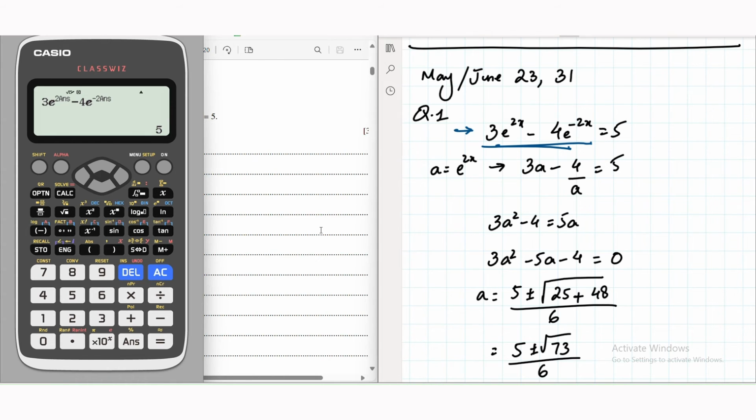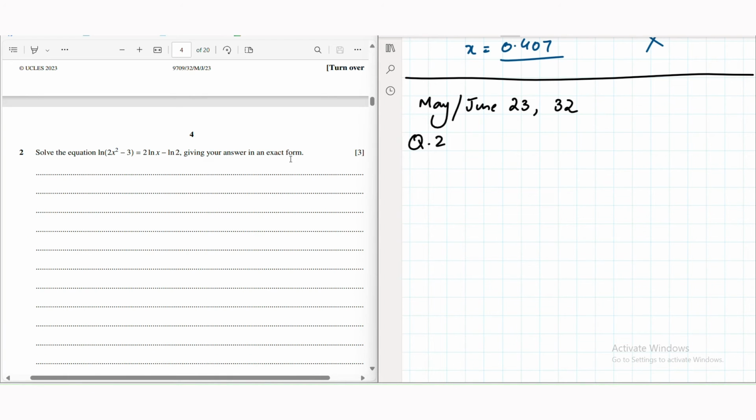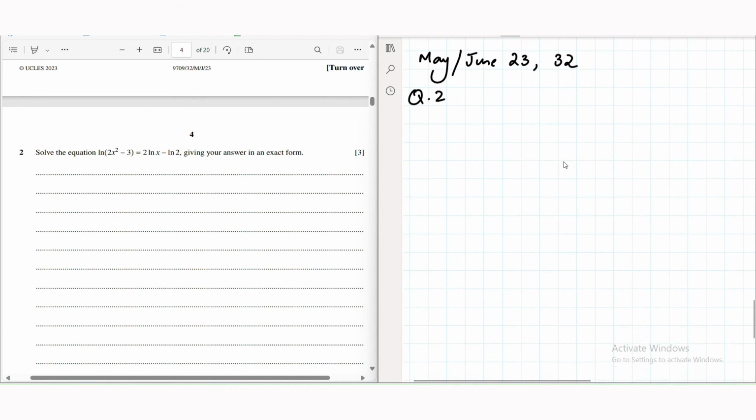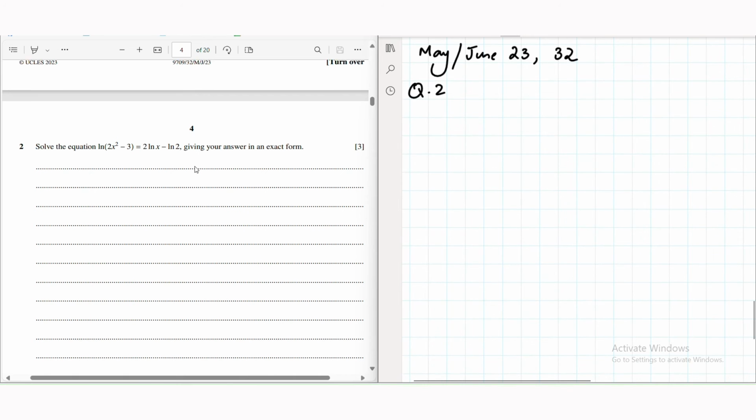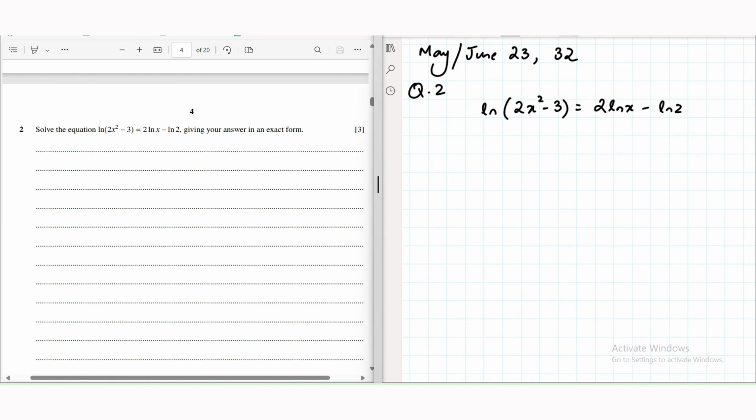Okay, all right, on to the next question. The next question is also from May-June session, but from variant 3.2. So solve the equation ln of 2x squared minus 3 equals 2 ln x minus ln 2. What we do over here is we simplify the ln term. We cannot further expand this, but we can make it into one ln expression over here.